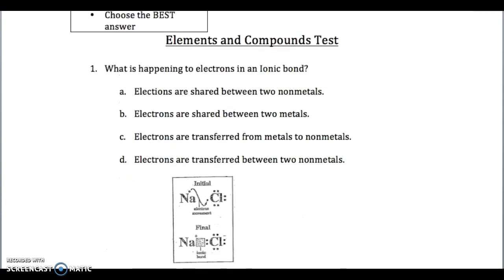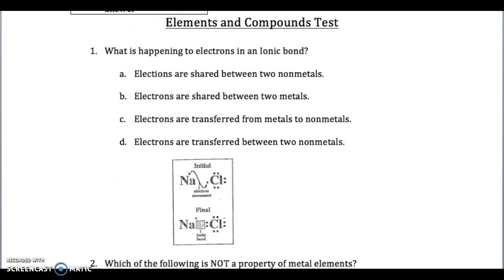So for number 1, what is happening to electrons in an ionic bond? A. Electrons are shared between two nonmetals. B. Electrons are shared between two metals. C. Electrons are transferred from metals to nonmetals. Or D. Electrons are transferred between two nonmetals.